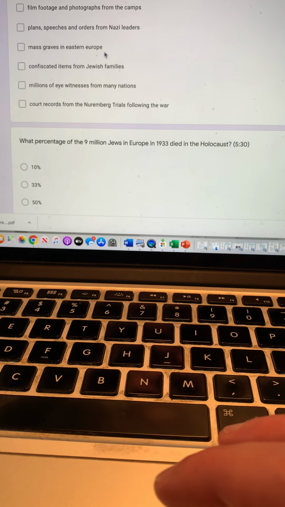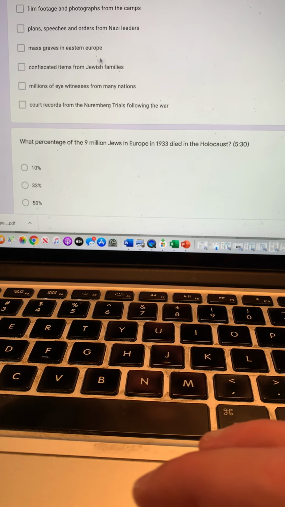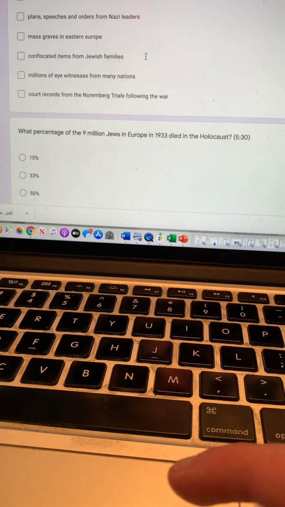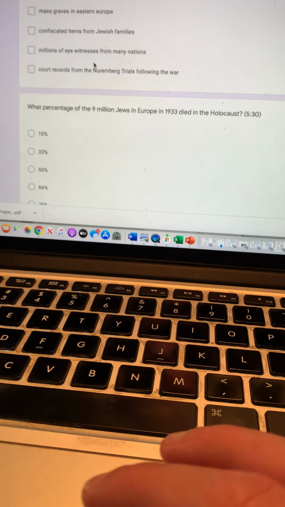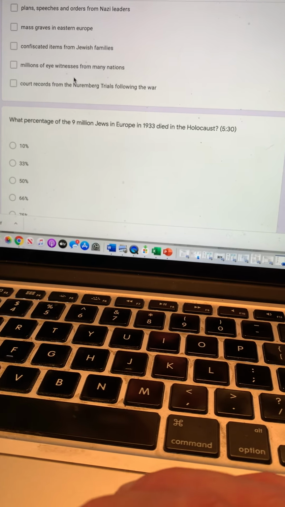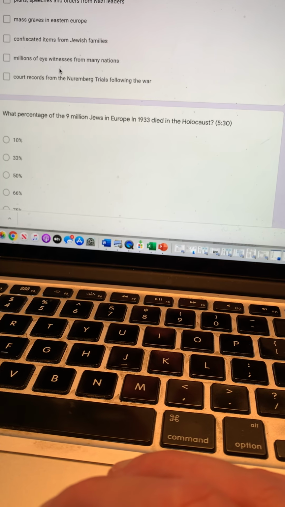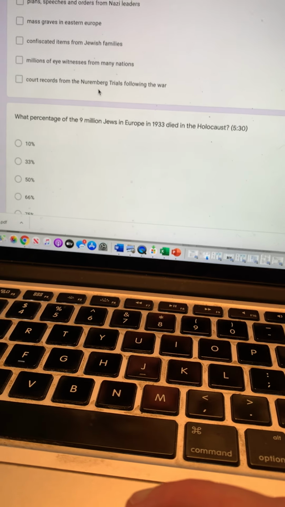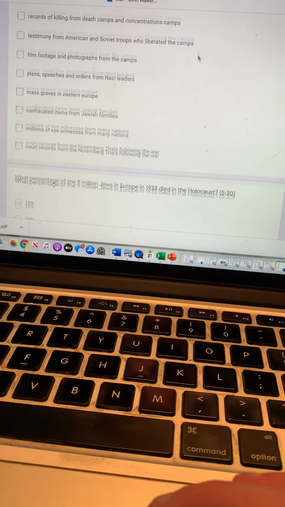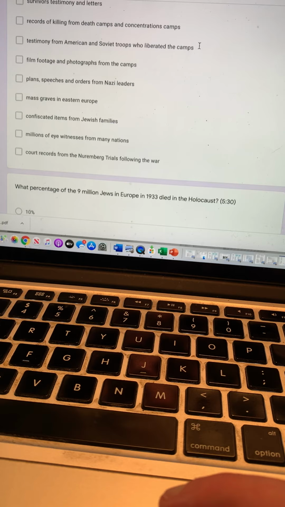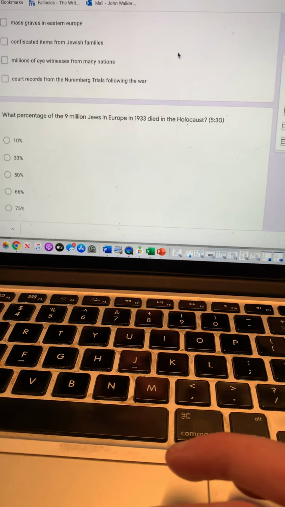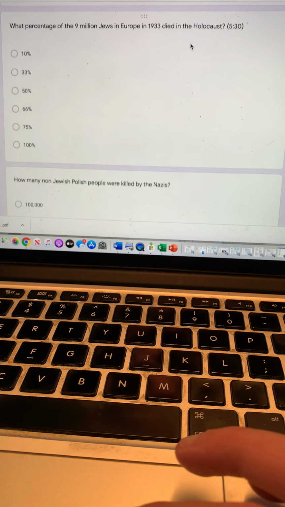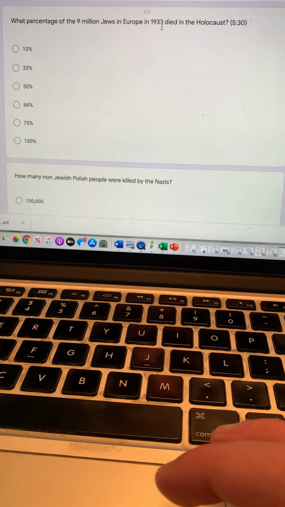There are mass graves in Eastern Europe that are still being discovered. There are confiscated items from Jewish families, including jewelry and artwork. There are millions of eyewitnesses from many nations, right? This war happened in the middle of Central Europe and spread throughout. And there are court records from the trials following the war. Each one you can check off; these are all different sources to confirm the horror of the Holocaust. What percentage of the 9 million Jews in Europe died in the Holocaust?